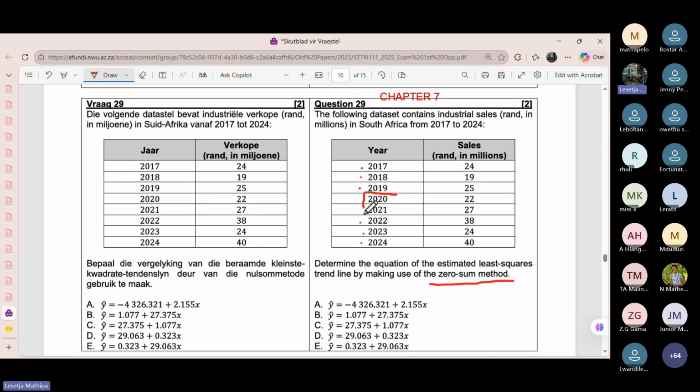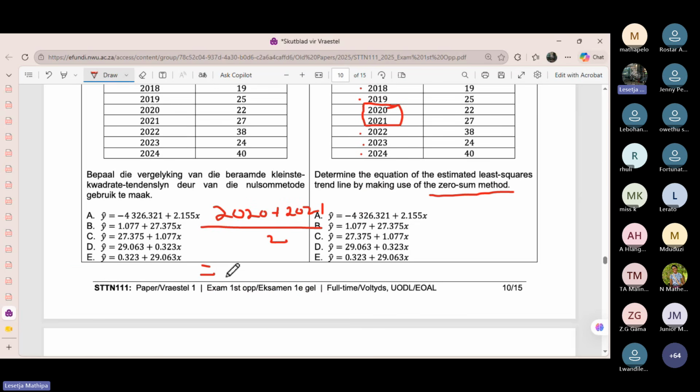The median or the middle period is between these. Because when you count 1, 2, 3, 1, 2, 3, you're going to get the middle period by saying 2020 plus 2021, then divide it by 2. Then you get your middle period. After getting your middle period, I think you're going to get 2020.5. Please check, just to verify. 2020.5.